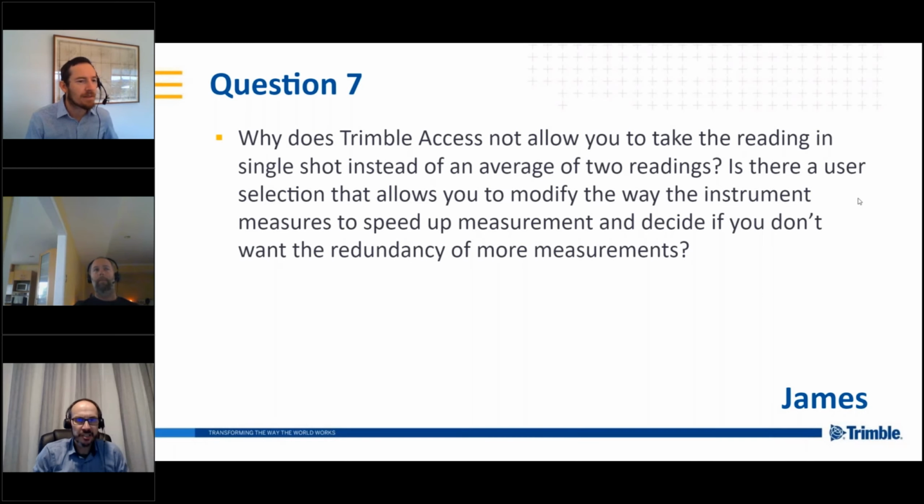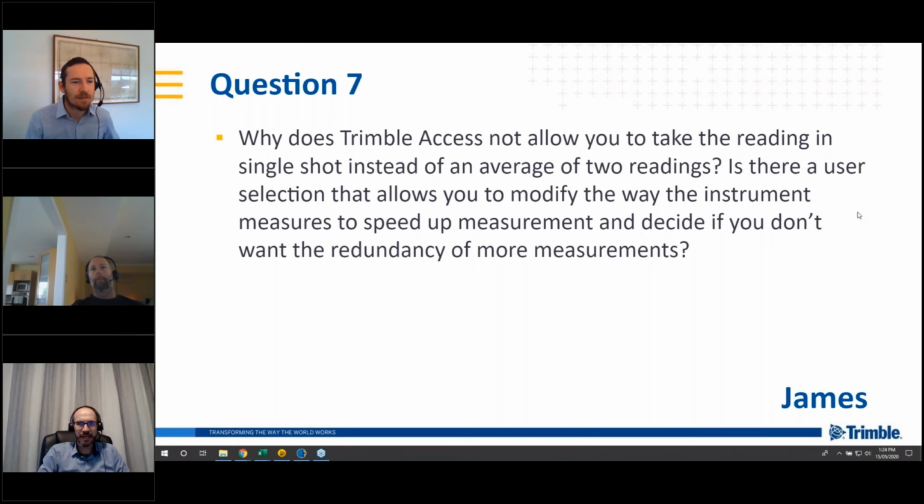Okay, so the question is, why does Trimble Access not allow you to take readings in a single shot instead of an average of 2 readings? Is there a user selection that allows you to modify the way the instrument measures to speed up the measurements and decide if you don't want the redundancy of more measurements? Well, yes, you don't have to measure in phase 1 and phase 2. You can just measure phase 1 only if you want.